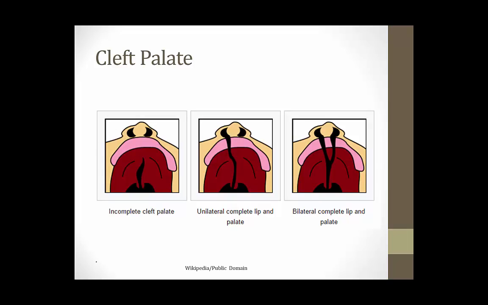And just like there are various forms of cleft lip, there are a number of forms of cleft palate. A cleft palate can be incomplete, as shown in this picture on the left. It may also occur together with unilateral or bilateral cleft lip deformities. And that concludes our module on cleft lip and palate.